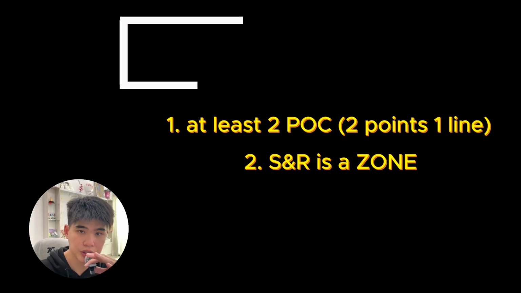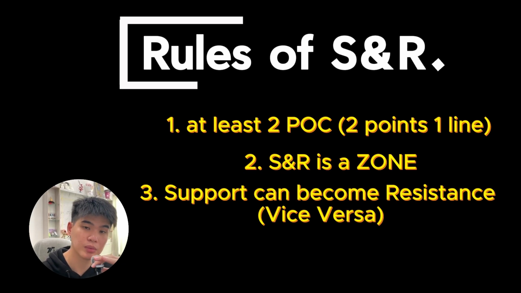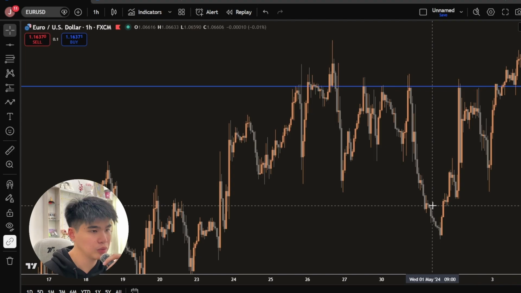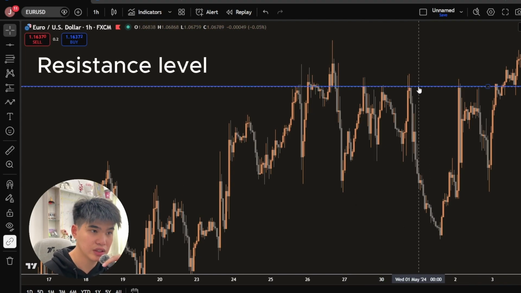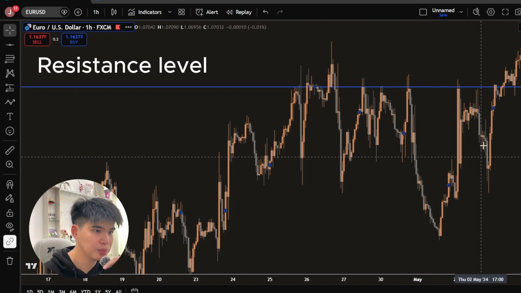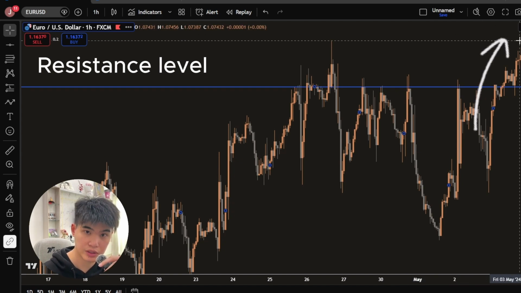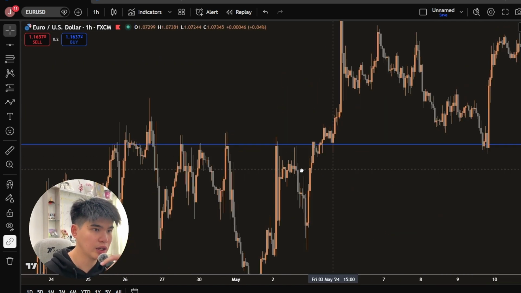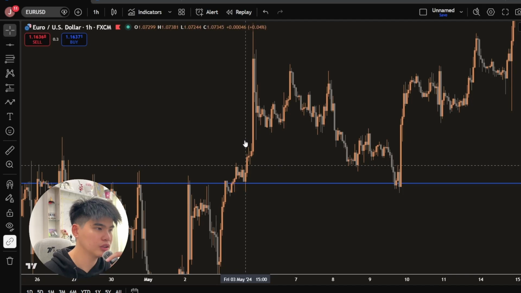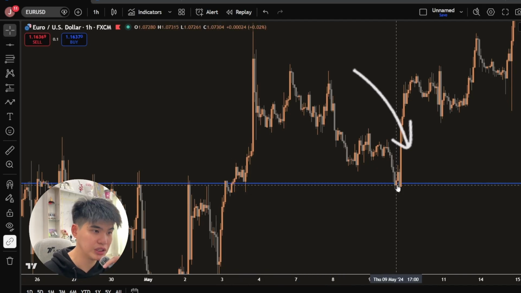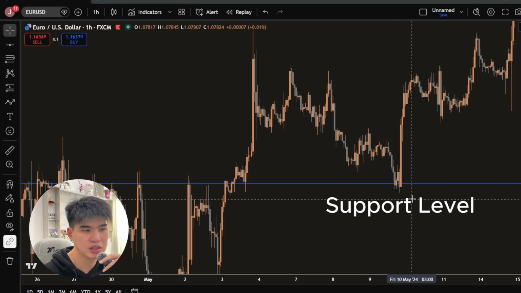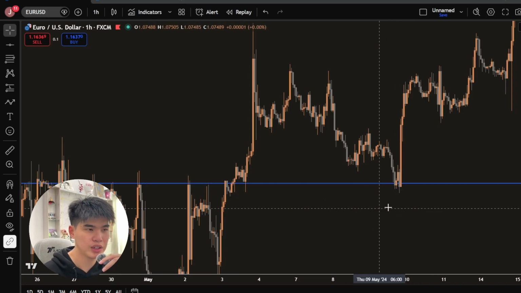And rule number three, support can become resistance and resistance can become support. We're back to the example just now. Initially, this is our resistance level and eventually price broke up through the resistance level. Let's see what happens next. Price is moving up there and suddenly it goes back down to the original resistance, which has become a support, and after that price shoots back up.